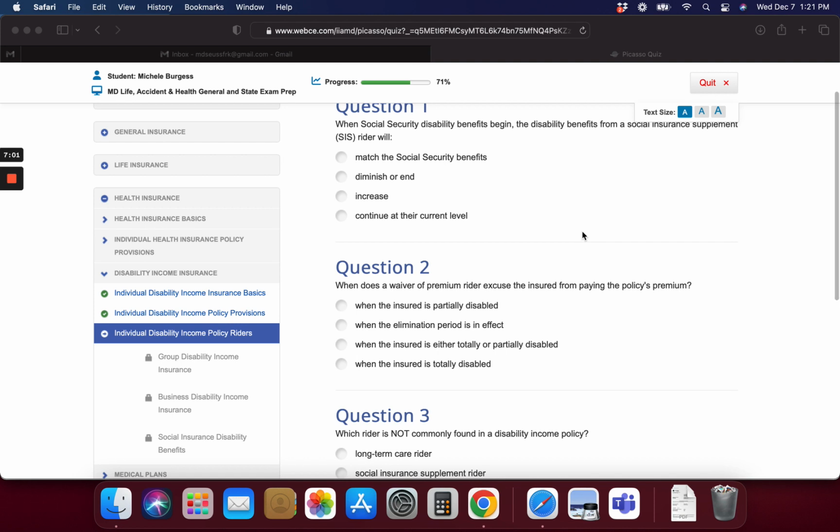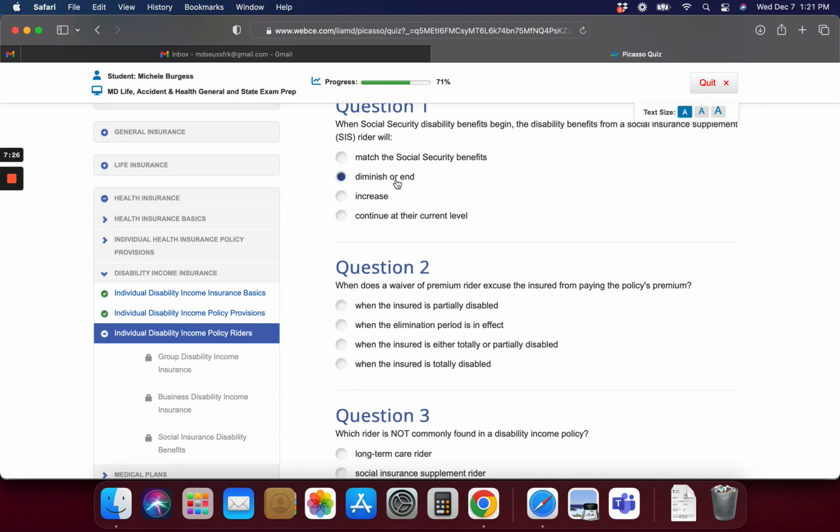Okay, when Social Security disability benefits begin, the disability benefits from the Social Insurance Supplement rider will, let's see, when Social Security benefits begin, they probably diminish or end. Who was paying attention? Not me.